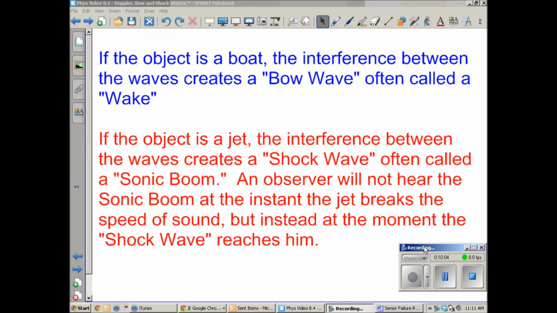So if the object is a jet, the interference between those waves is going to create a shock wave, because remember, it's three-dimensional now, and we call it a sonic boom. All right, the observer doesn't hear the sonic boom at the instant the jet breaks the speed of sound, but instead at the moment the shock wave reaches him. All right, so I think that might be it.